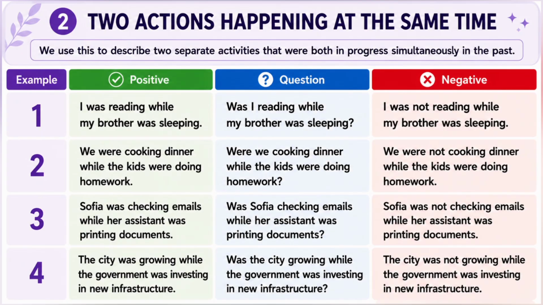Example 4. Positive. The city was growing while the government was investing in new infrastructure. Question. Was the city growing while the government was investing in new infrastructure? Negative. The city was not growing while the government was investing in new infrastructure.